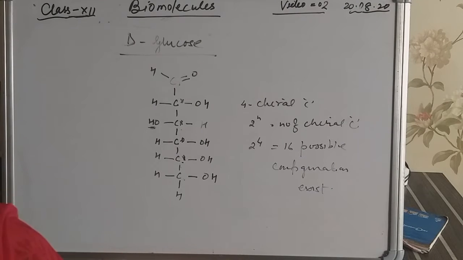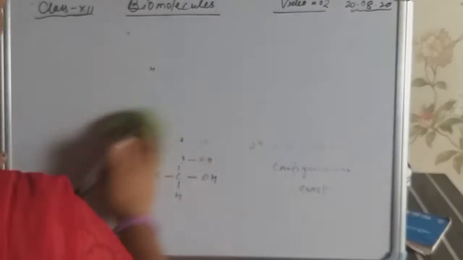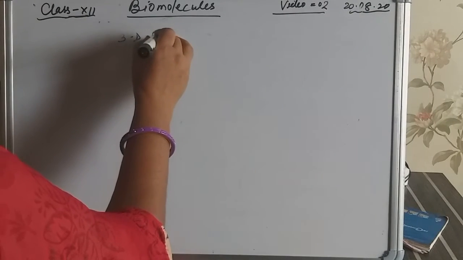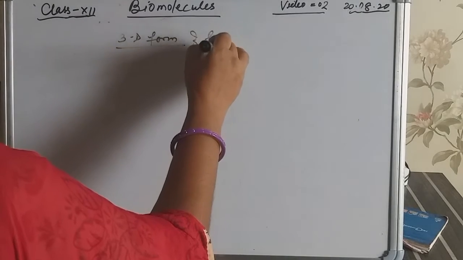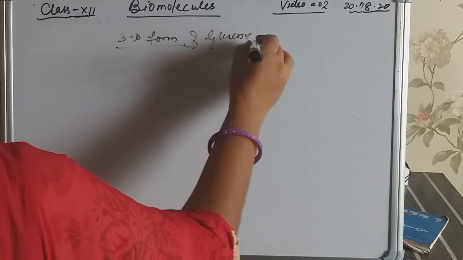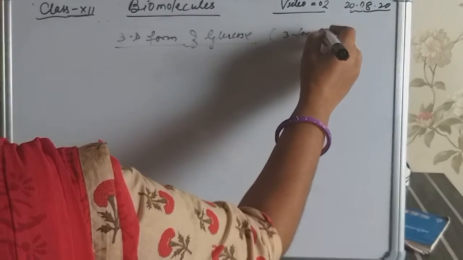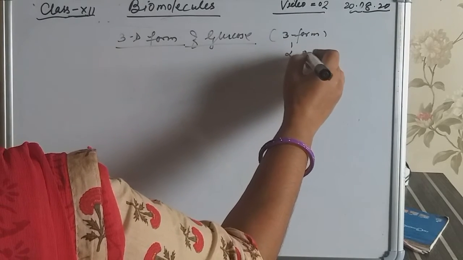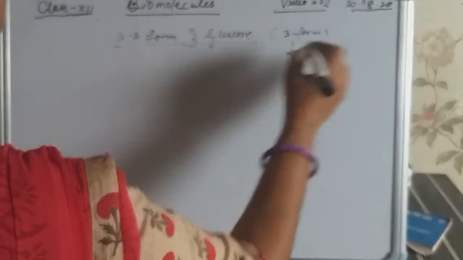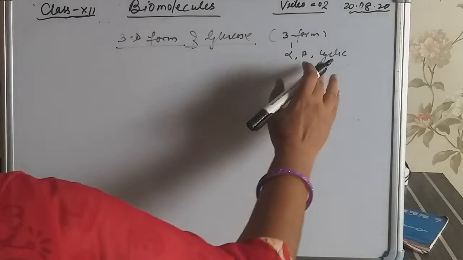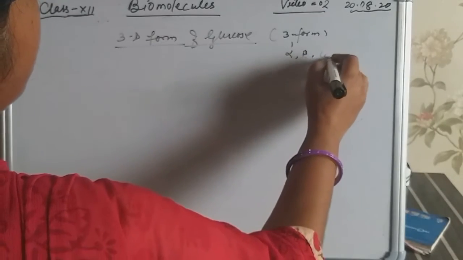So let's discuss another topic, the 3D forms of glucose after the 2D forms. There are 3 forms: alpha, beta and cyclic. In fact, we will discuss the alpha and beta cyclic forms.